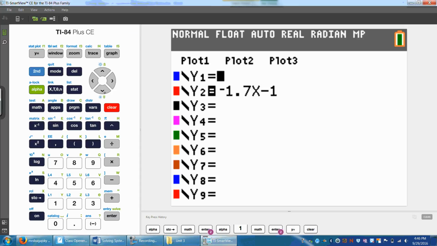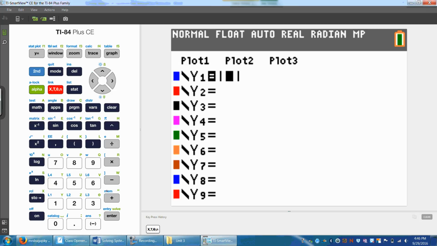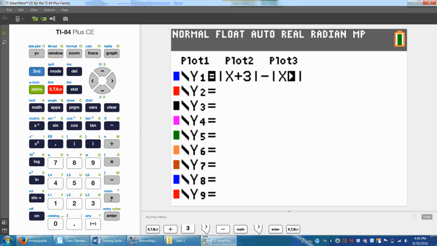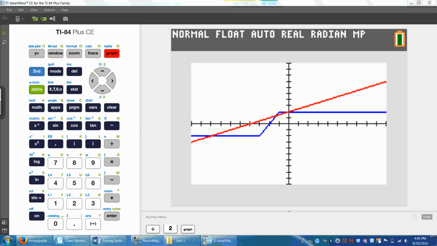Last one, go back to your y equals, clear out everything that's in here. Math over to number, first one is absolute value, x plus 3. Minus math over to number, x plus 1. Second equation is 1/2 x plus 2. Hit graph. This one has 3 intersection points. There's one over here, there's one on the left right here, and there's another one on the right here.